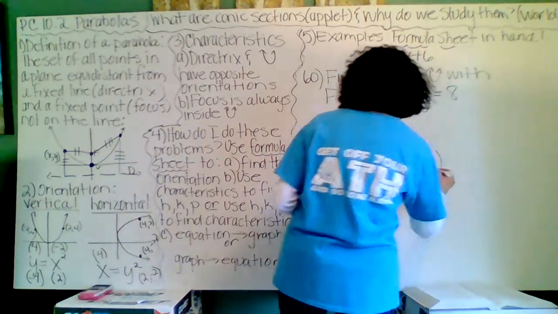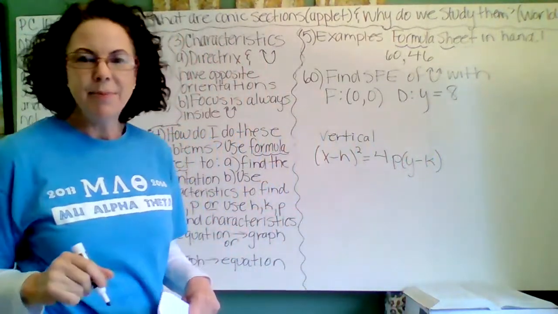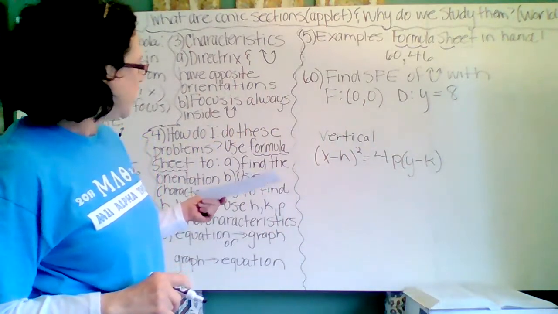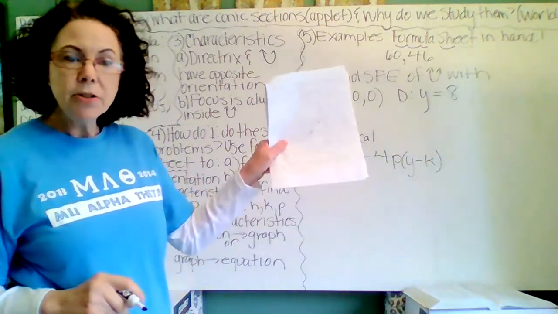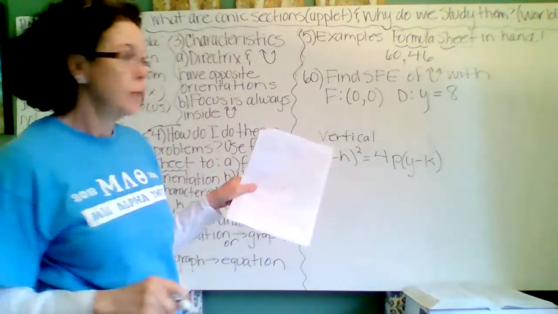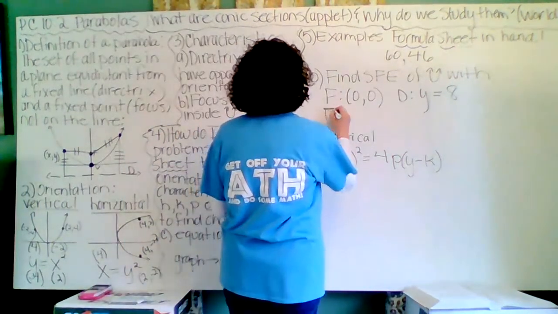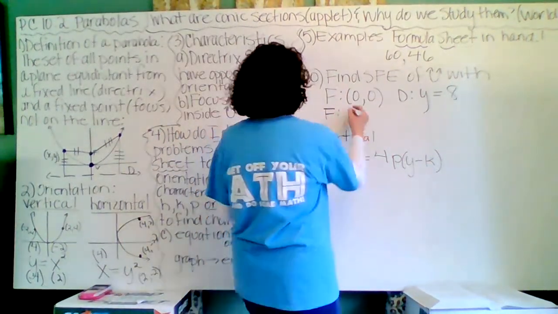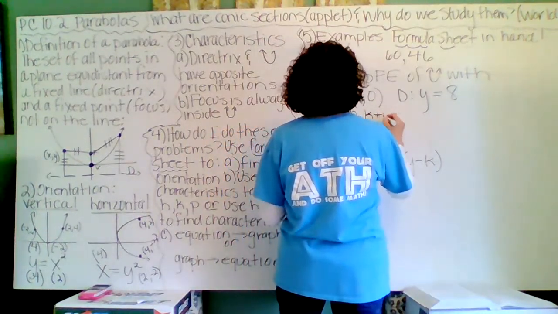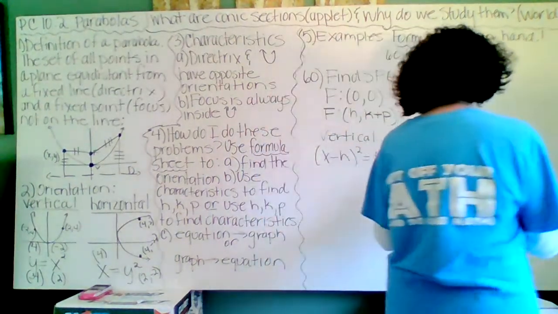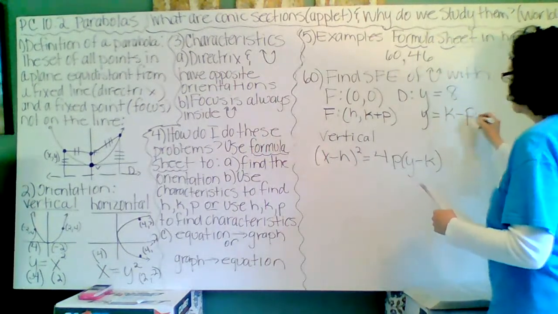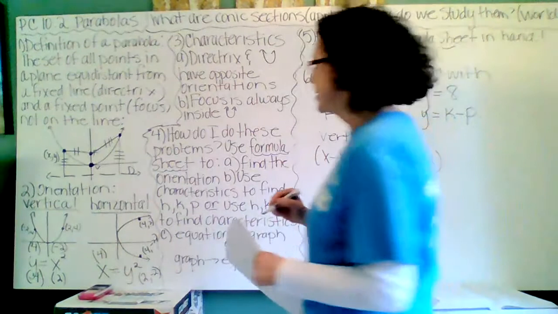There we go. And if I had the h, the k, and the p, I would be done writing this equation. So I'm going to use the information they gave me on the focus and the directrix. What I'm going to do is look on my sheet and write the formulas for the focus and the directrix right underneath. So the focus is (h, k plus p), and the directrix is y equals k minus p. Okay, so let's see if we can use this to help us.